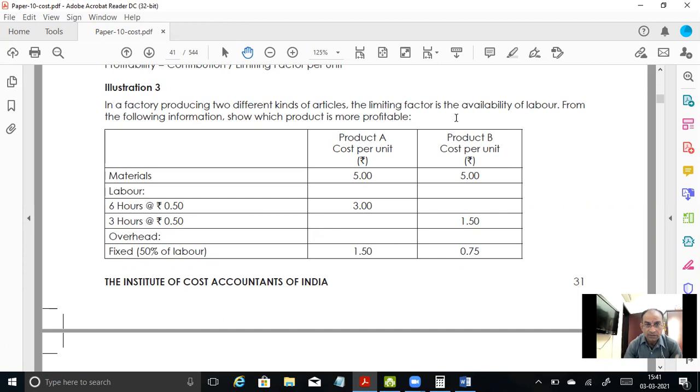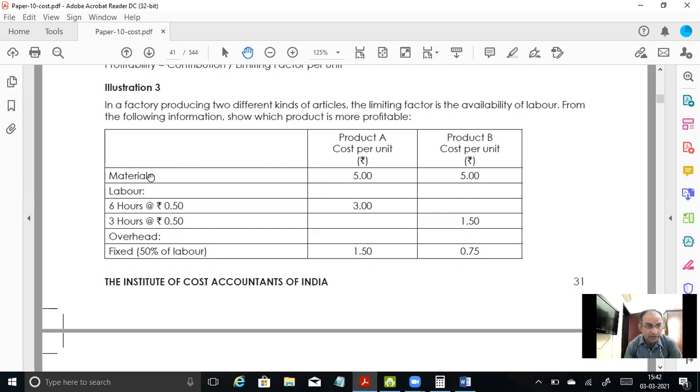one is more profitable? See, if the question is simple without having any limiting factor, normal contribution, whichever is higher between A and B, which one is more profitable? If we want to check, we have to just see the normal contribution per unit. If the contribution is more, that product will be more profitable. If limiting factor is given, we have to calculate the contribution per unit of that particular limiting factor. So let us see how we have to solve this question.